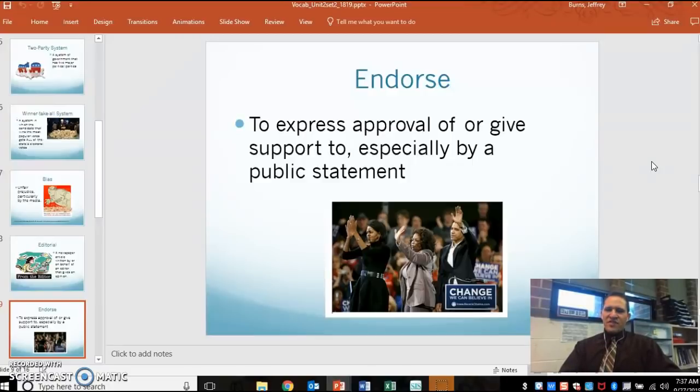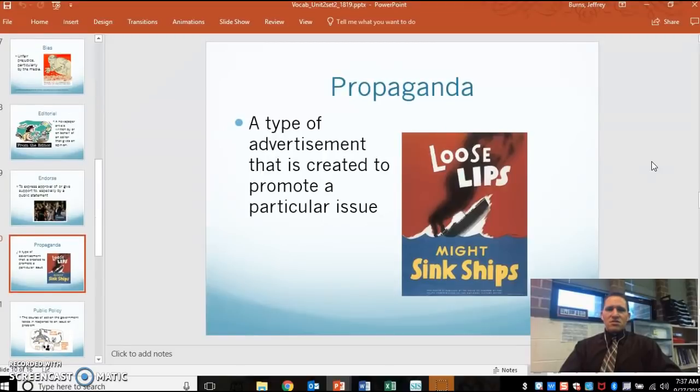Okay, so it's giving support to someone. You're endorsing them. So it's stating an opinion, right? It's taking a side. All right, propaganda. You learned about this in World War I, World War II last year, especially. It's basically used as an advertisement to promote a particular issue. You're going to see propaganda all over the news, on commercials as we lead up to Election Day. Once we get closer to the 2020 presidential election, you'll see it even more. Okay.